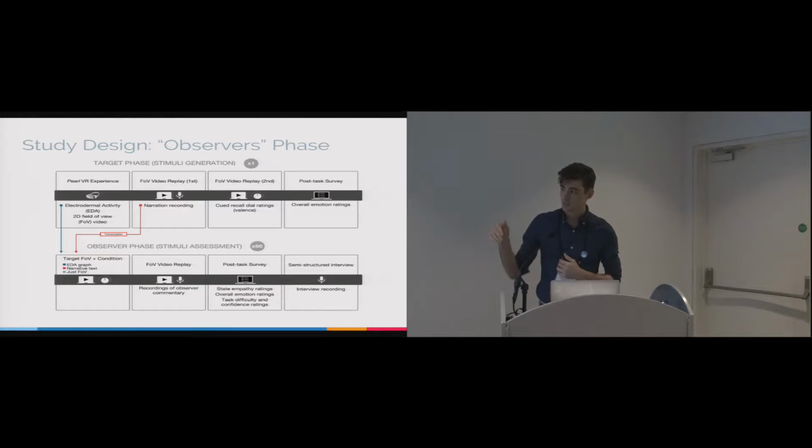Then we also had them answer some questions afterward about general feelings of empathy toward the target, and rate how difficult the task was and how confident they were in their ratings. Finally, we did a 20 to 30 minute semi-structured interview with each of the 60 observers, covering things like their strategy for using the information, how they did their ratings, what they thought of the information that was provided, and things like that.